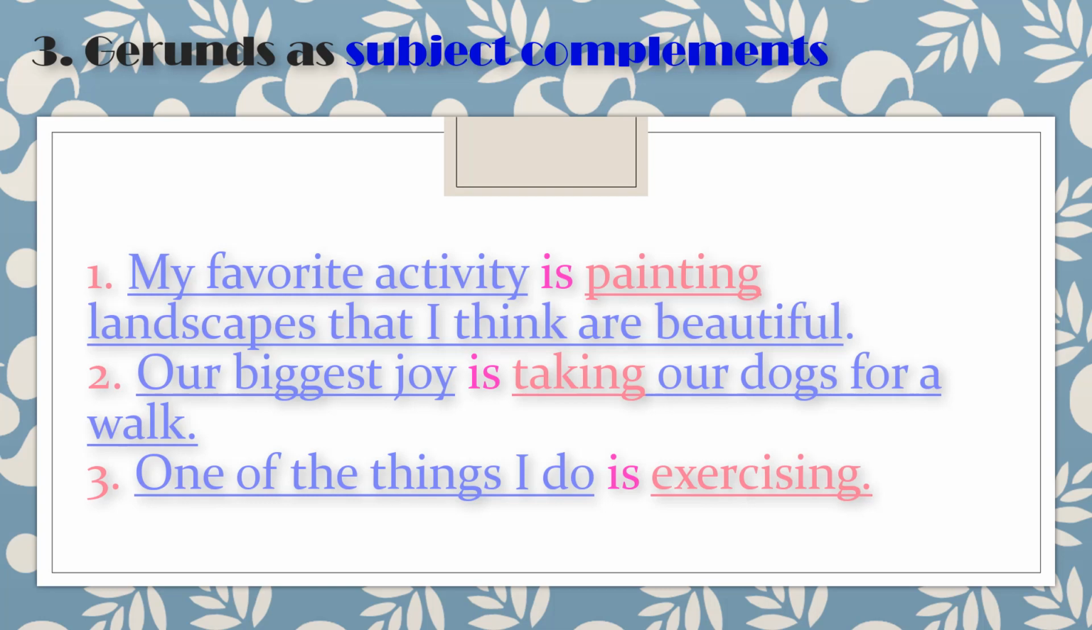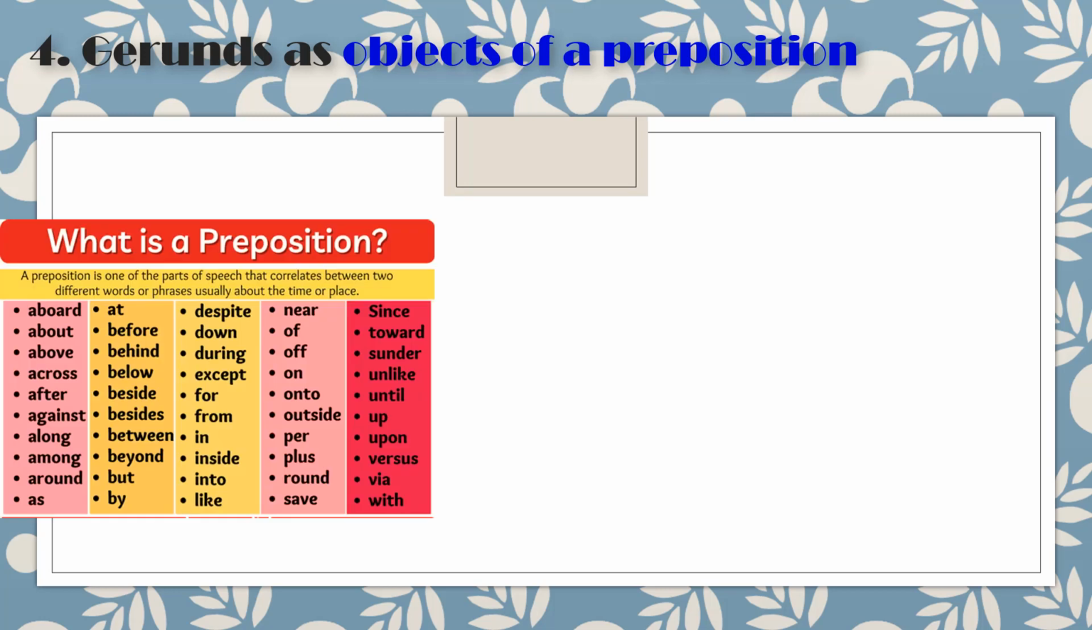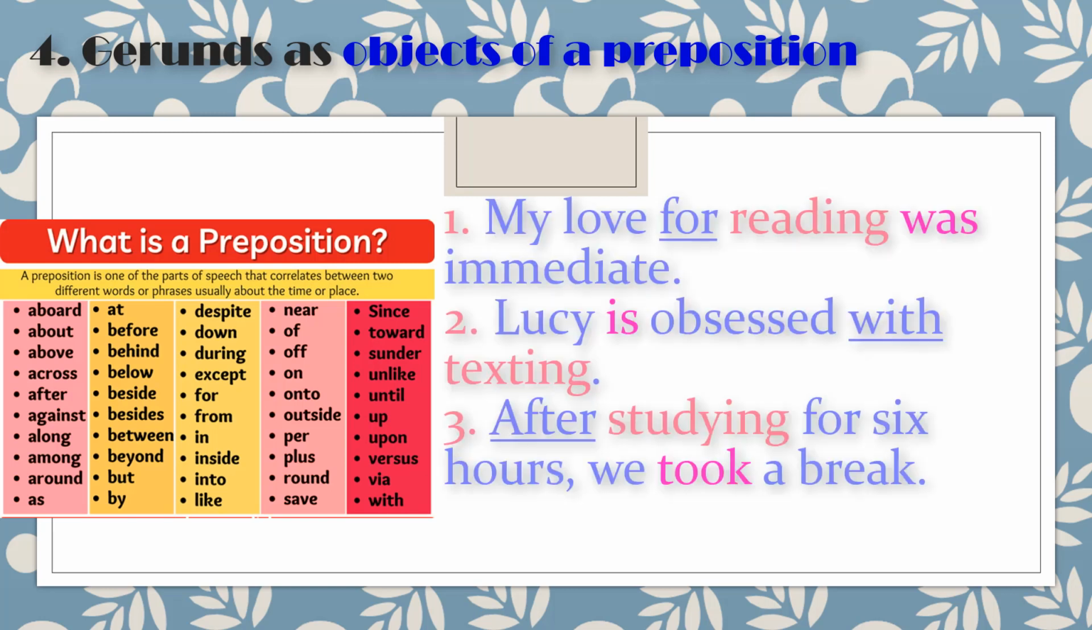Now let's go to function number 4. It is gerunds as object of a preposition. Here is a list of prepositions that I found on Google. And yeah, in this case, verbs ending with ing, gerunds, are after the preposition.